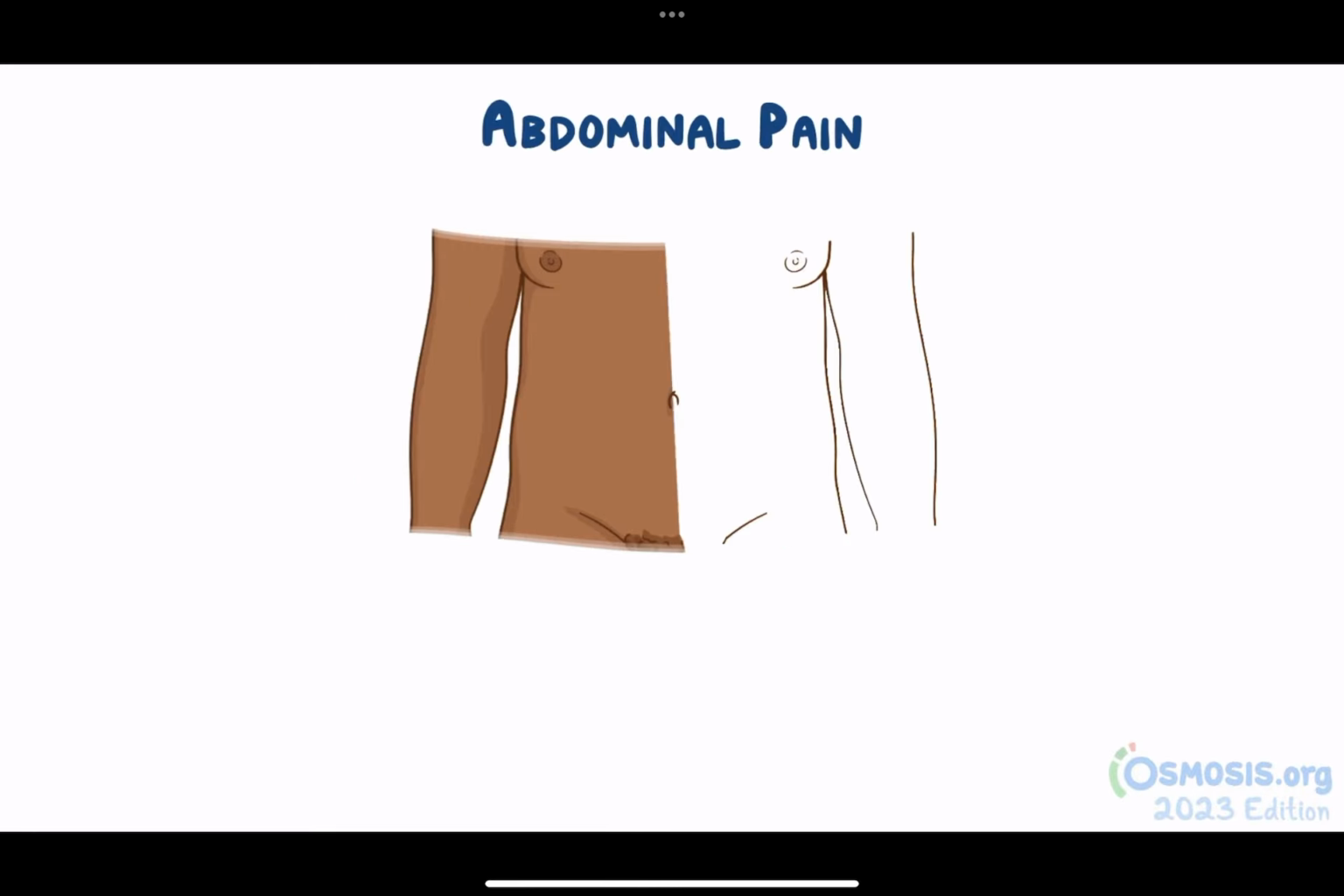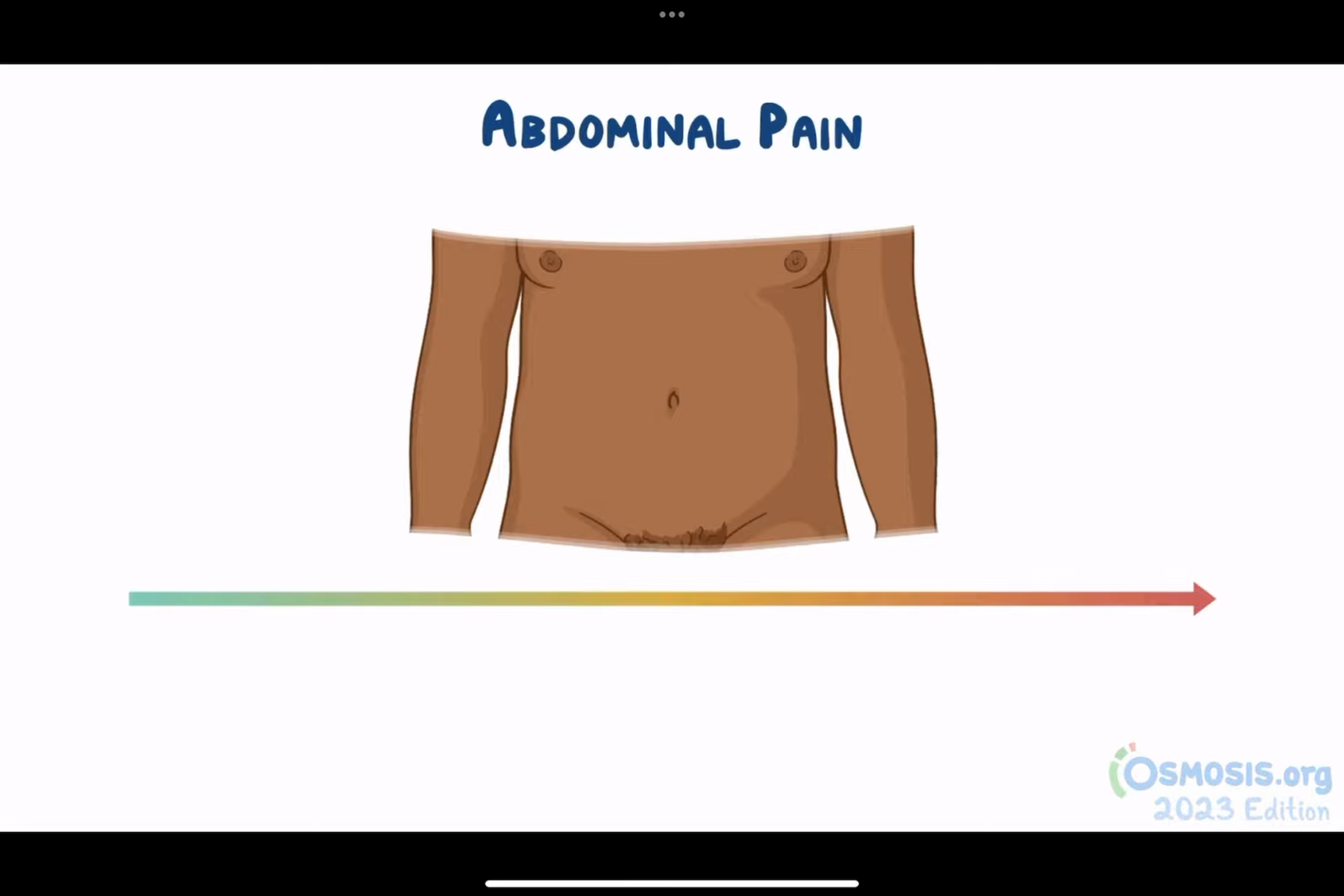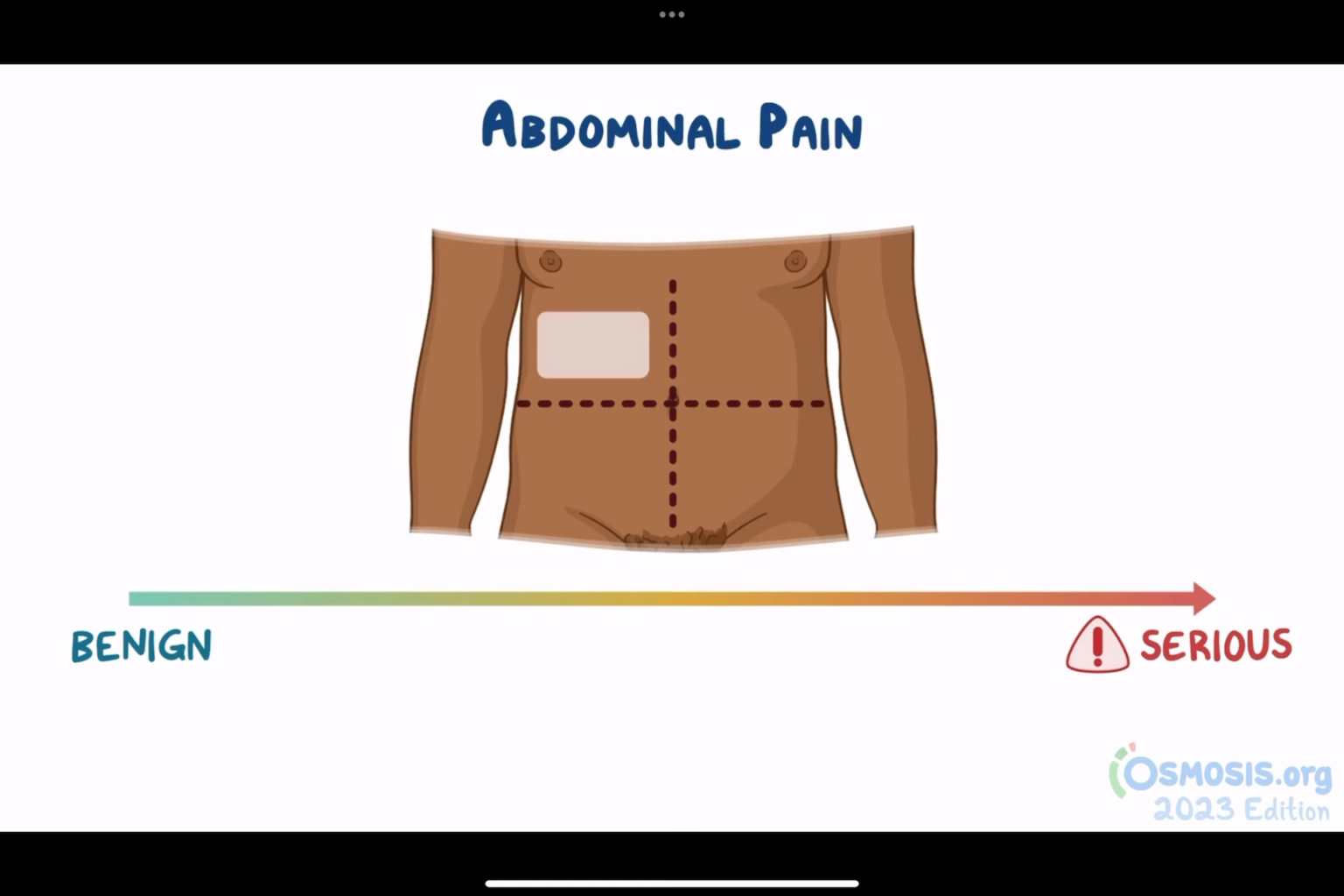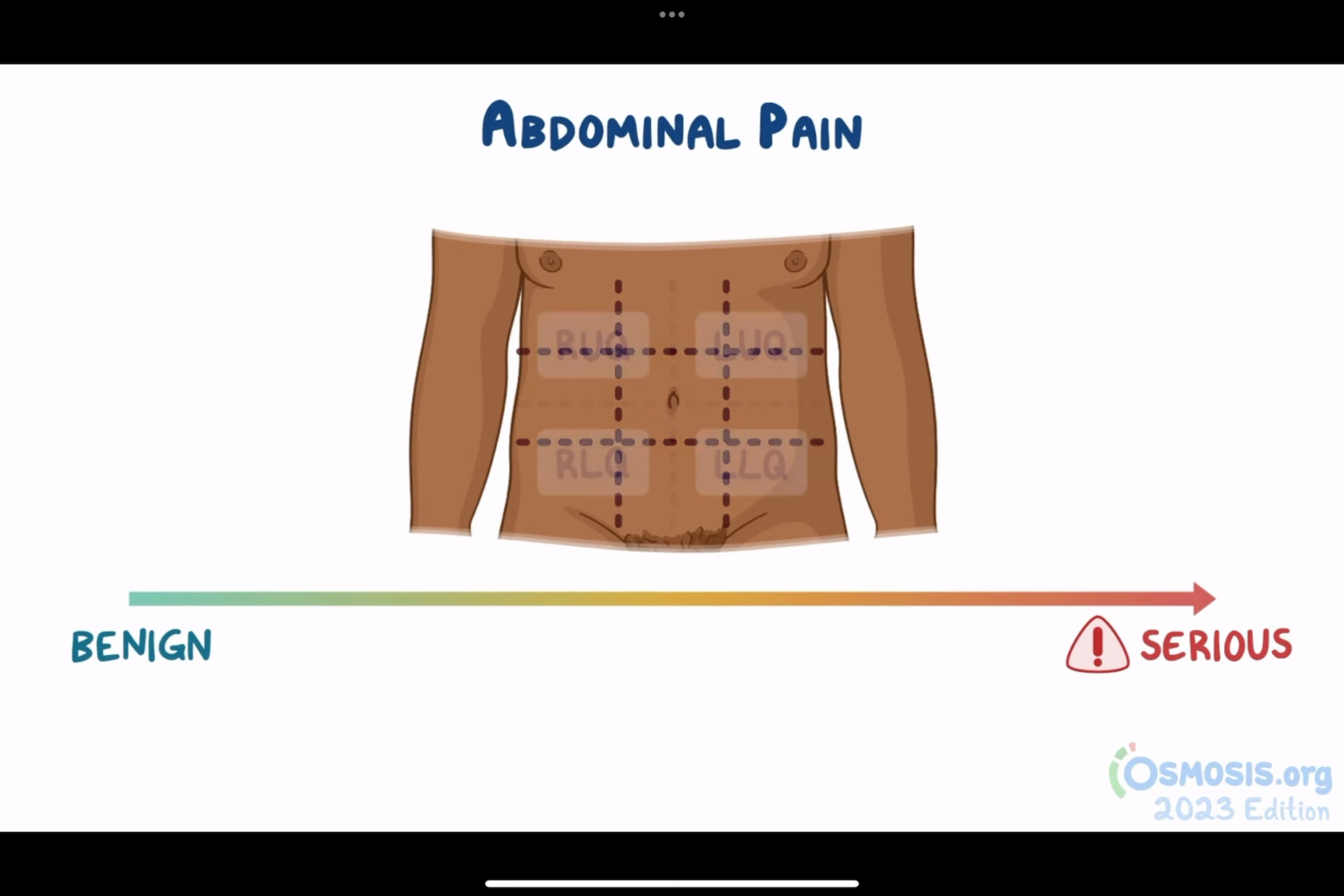Abdominal pain is a symptom of many conditions, which can range from benign to serious ones that require surgical intervention. Based on the affected region of the abdomen, abdominal pain can be classified into right upper quadrant, left upper quadrant, right lower quadrant, and left lower quadrant. It can also be epigastric or periumbilical.